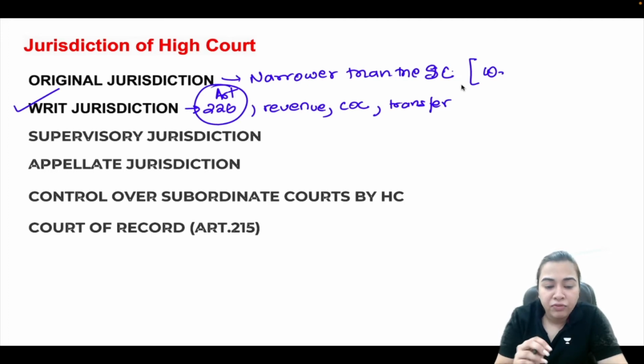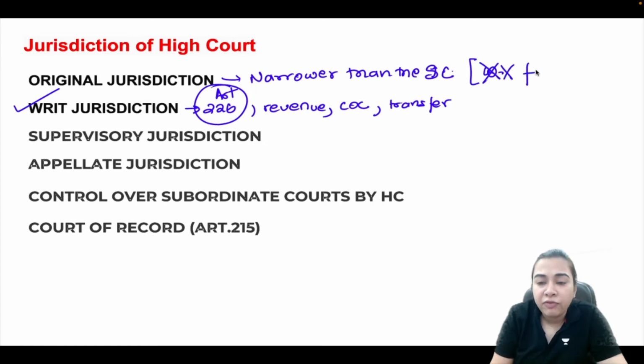Okay. Now, obviously, the High Court will not take care of any type of federal dispute between the Centre and the states. Any kind of federal dispute, a dispute between the Centre and the states, will not be referred to the High Court. It will directly go to the Supreme Court.